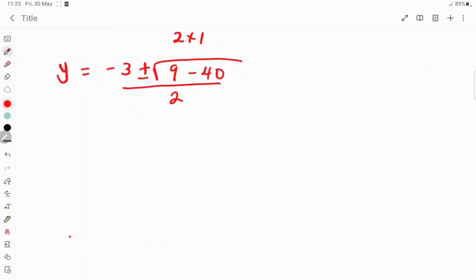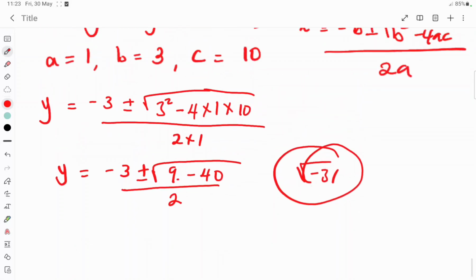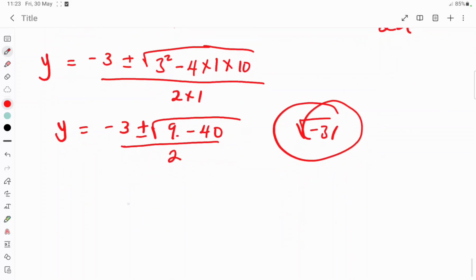While solving for this, you can now see that 9 minus 40 is basically the square root of minus 31, and this gives a complex solution, and that's not what we really want. So the solution we are going to take is that x is equals to log of 3 to base 2.